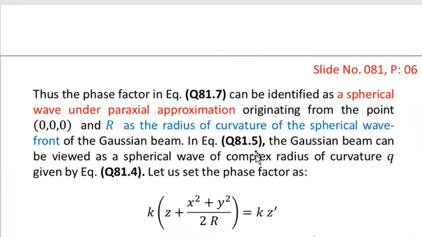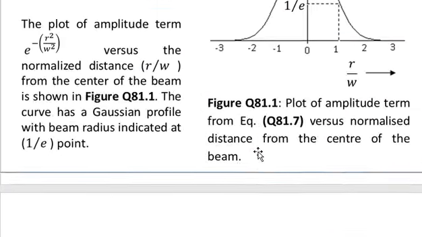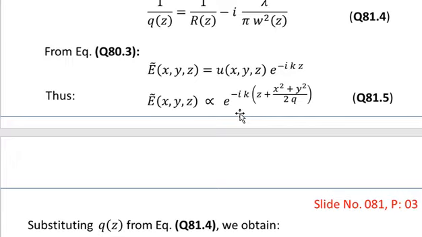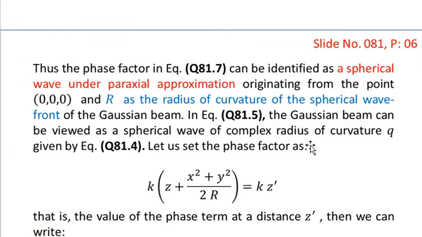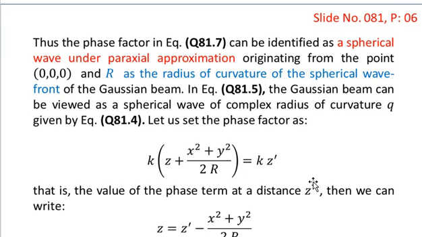In equation number 5, so let me show you equation number 5, this one. In equation number 5, the Gaussian beam can be viewed as a spherical wave of complex radius of curvature q, given by equation number 4. Let's set the phase factor as follows. We are writing the same factor as given in equation number 5 as k into, within parentheses, z plus x square plus y square over 2r, equal to k times z prime.